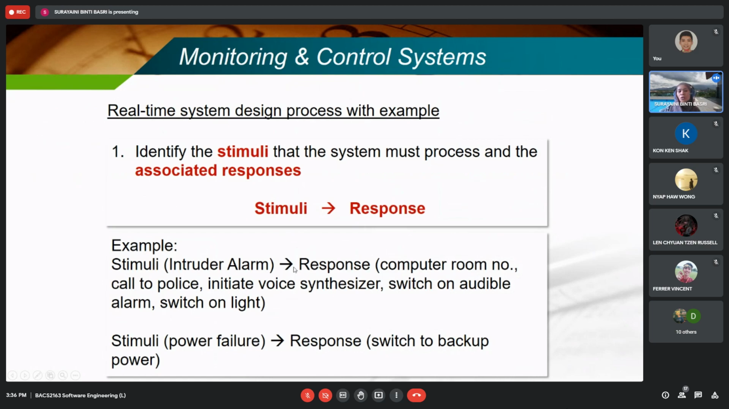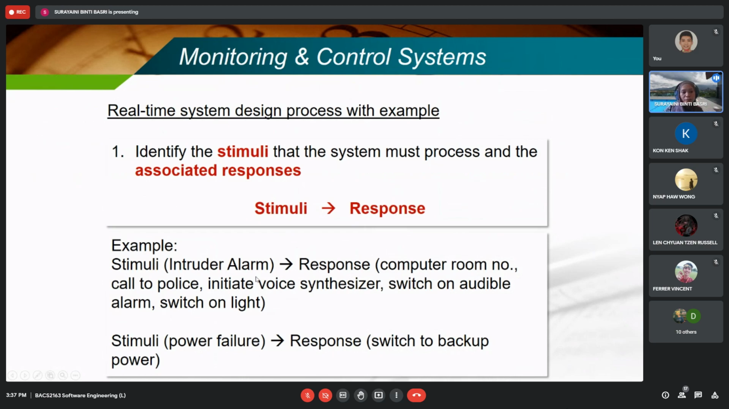So the response may be the computer room number. So it will first generate or detect the computer room number, and then after that, the response can be directly calling the police, or it can also initiate a voice synthesizer, and it can also switch on an audible alarm. Audible alarm is an alarm that can speak something. Okay, or switch on the light. Okay, so that is the example of the stimuli and the response for the alarm system.